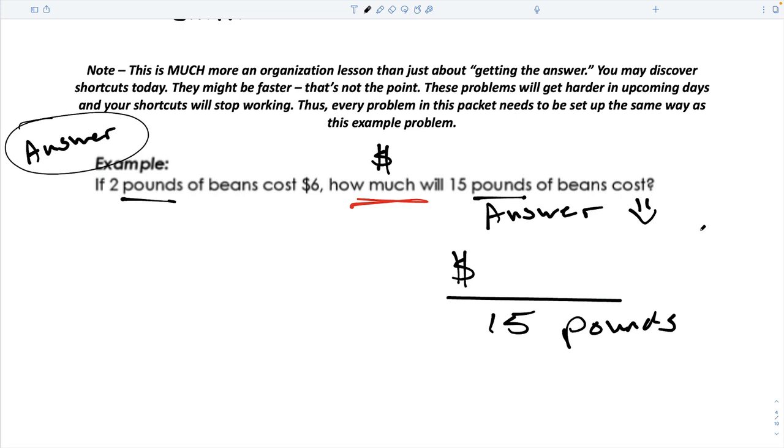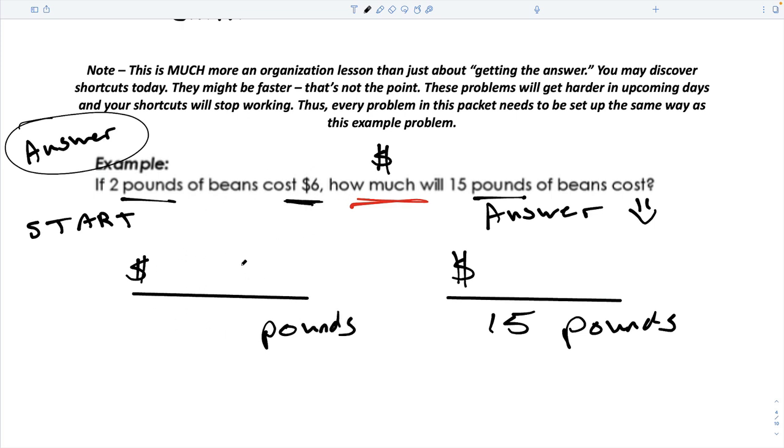Now that that's set up, you can go to the start of your problem. This is kind of like a scavenger hunt type setup where I'm going to work left to right. Here's your starting point. Here's your finishing point. And I want this ratio to be the exact same setup as the ending point. I need dollars on top and pounds on the bottom. Put dollars on top, put pounds on the bottom. For this setup, well, they've given me a ratio already. Addie, what number would go on the top, 2 or 6?